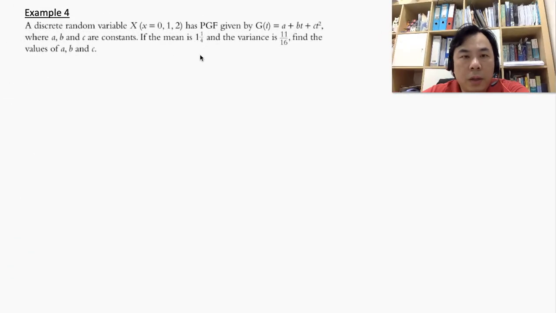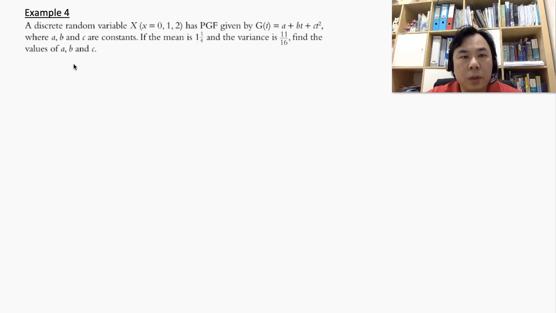Right, let's look at the last example before we move on to the next section. Now here you have a discrete random variable X that has a probability generating function given by a plus bt plus ct squared, where a, b, c are constants. If the mean given is 1.25 and the variance is 11 over 16, we need to evaluate the values for a, b, and c. That sounds like a simultaneous equations problem. So let's give that a try.